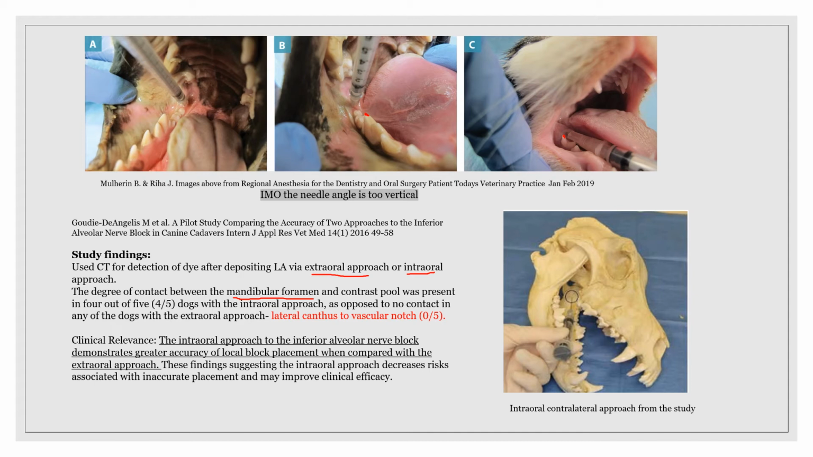So with the intraoral approach, they found that the contrast pool was present in 4 out of the 5 dogs they used it on, whereas with the extraoral approach, I'll show you what that is shortly, the dye did not get anywhere near the mandibular foramen. In fact, this is where we use vertical from the lateral canthus of the eye and place the needle into the vascular notch. That worked, unfortunately, 0 out of 5 times, whereas the intraoral approach worked 4 out of 5 times. In humans, the success rate of the caudal mandibular nerve block is around 80%, so it does fit in with this study as well.